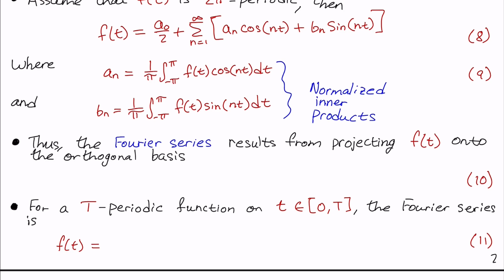Okay. So in that case, we can say that this Fourier series results from projecting f onto that orthogonal basis, which is defined as, let's switch to red, cosine of nt and sine of nt, for n in the domain of 0 to infinity.